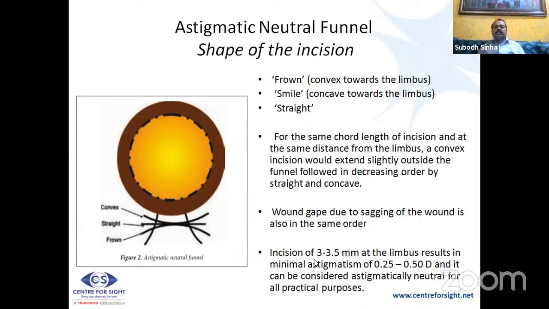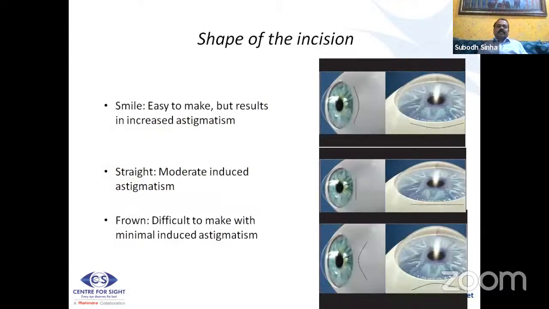Incision of 3 to 3.5 millimeter at limbus results in minimum astigmatism, so it can be considered as astigmatically neutral for all practical purposes. Smile incision, while it is easy to make, has more astigmatism compared to frown incision, which is difficult to make and has minimum induced astigmatism.